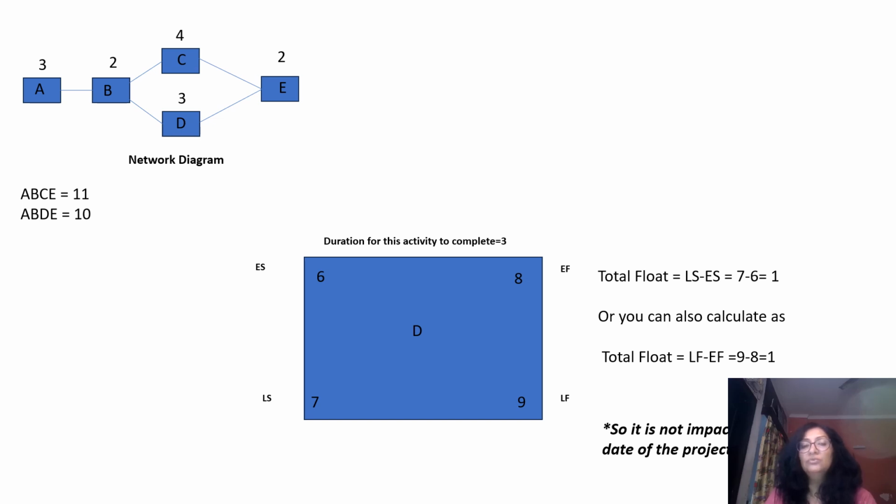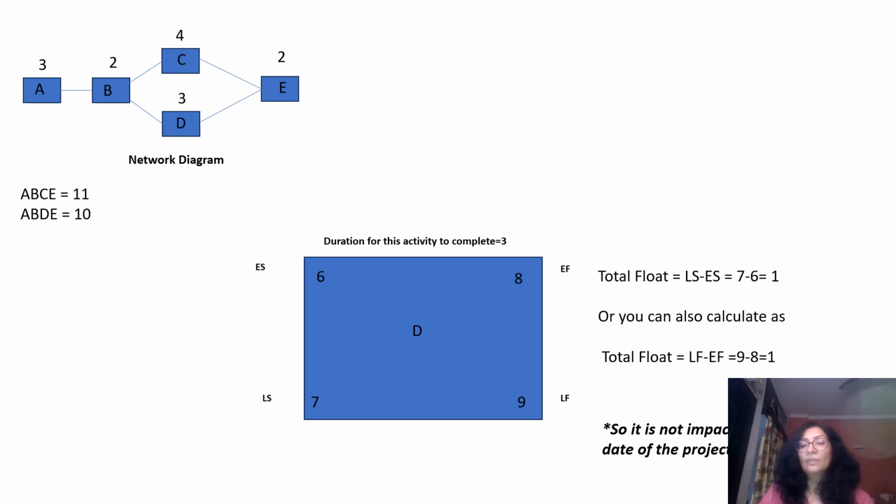So either you subtract early start from late start, or you subtract early finish from late finish. You don't do both, because it will always be the same, because the duration of this activity is 3. Whatever you do, you will get 1, either left side or right side.